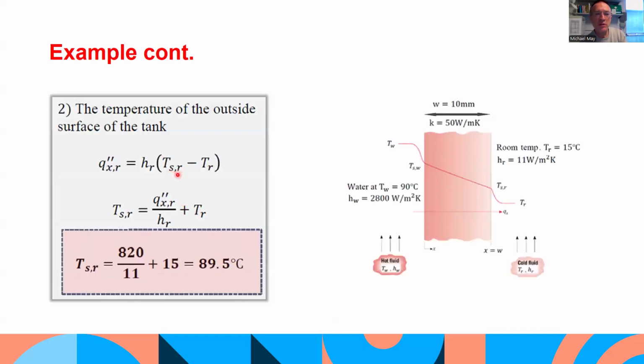Now, what we want to do is calculate the temperature on the outside of the tank, represented by TSR here. So we've got the temperature of the room. We want to know the temperature of the tank. We've got the h value for the air, and we know the heat flux, which is the same through the 3 layers. So we put our values in, transpose the equation to get the TSR on its own, and then put in our values for the heat flux, the h value, and the temperature of the room. And we find that the temperature on the outside of the tank is 89.5 degrees Celsius.